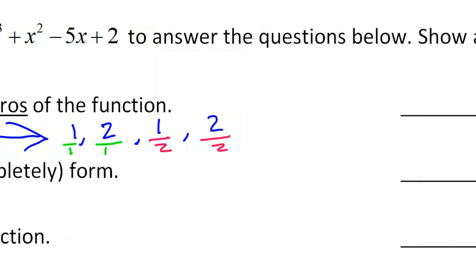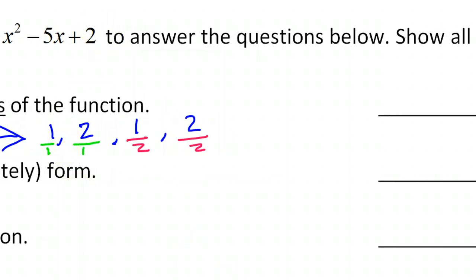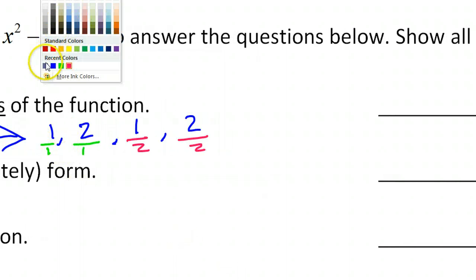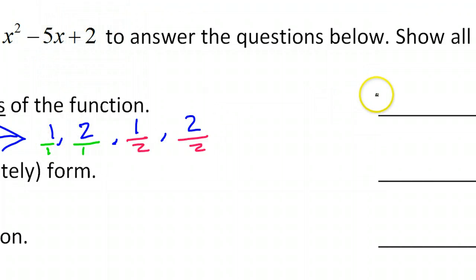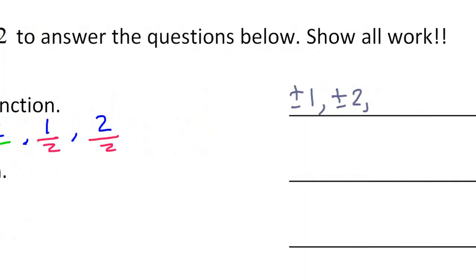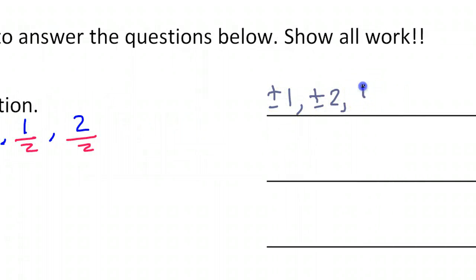Okay, but I need to reduce these. So 1 over 1 is just 1. So plus or minus 1. 2 over 1 is 2. So plus or minus 2. 1 over 2, of course, is 1/2. So plus or minus 1/2. But then 2 over 2 is 1. And we already have 1, so I'm not going to add anything on. So these are the possible rational zeros.